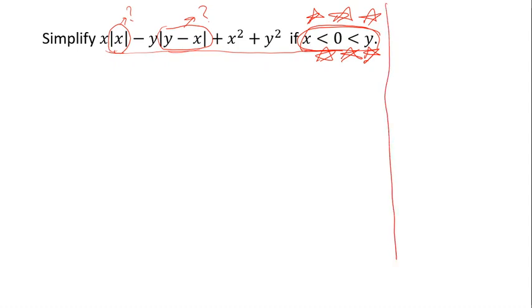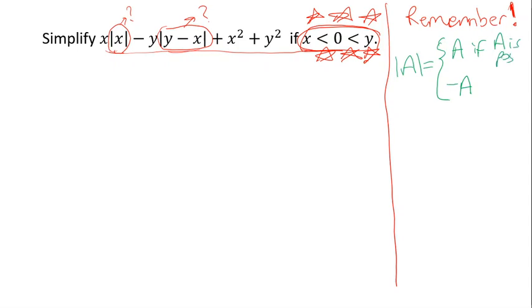Now, let's remember the formula for the absolute value. You know, in mathematics, we have a rule for everything. Math is the science of rules. So the absolute value of a is a if a is positive, and negative a if a is negative.